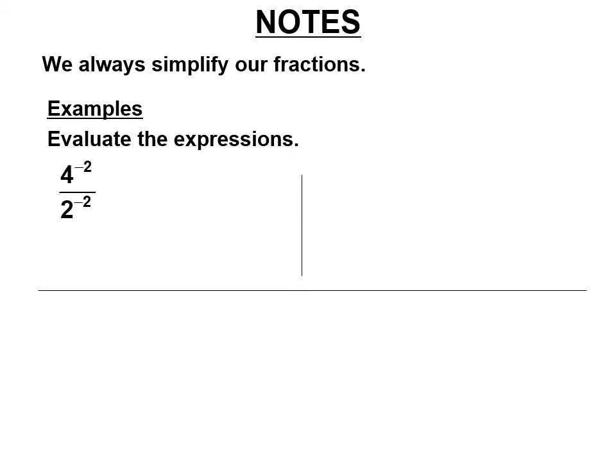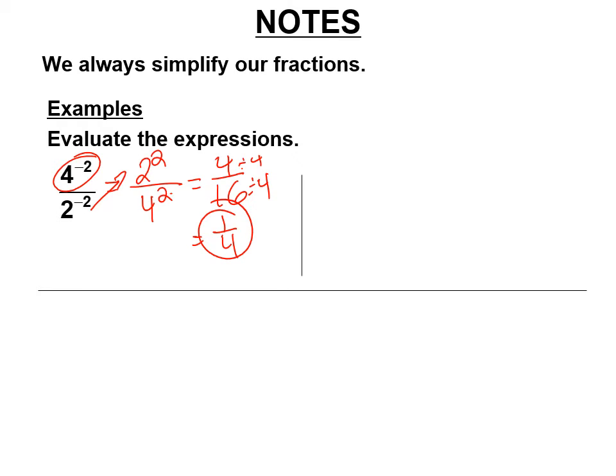Now, remember, we always simplify our fractions, so let's see that. So 4 will go down there and become 4 squared. The 2 goes up there and becomes 2 squared. 2 squared is 2 times 2 is 4. 4 squared is 4 times 4 is 16. You're not allowed to leave that. Ever. It's a rule. You never ask your teacher. You always simplify your fractions.